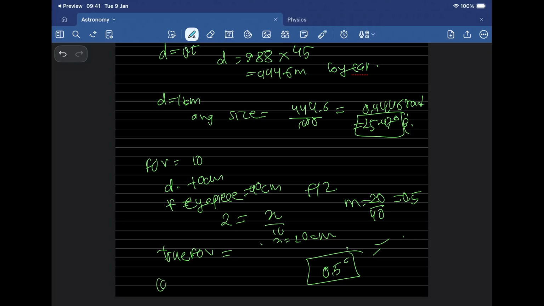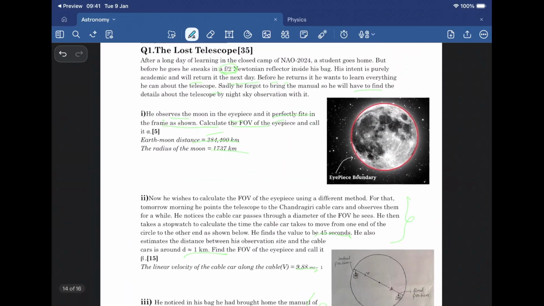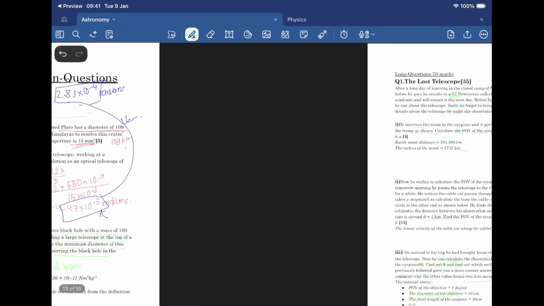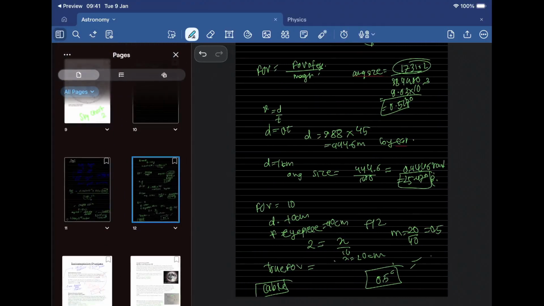With the cable car, it was an overestimation, but with the moon it was accurate. The moon one was really wrong because of a lot of reasons, because we have to consider a lot of effects there. So, another one.